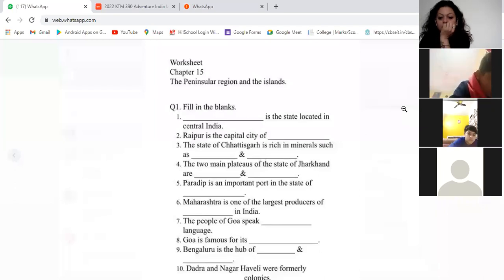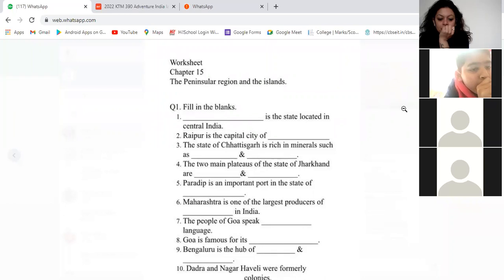Ma'am, in the third one, there is one thing missing. The state of Chandigarh is rich in minerals such as... So, beta, you can name only two minerals. I have put two dashes. You can name any two minerals. Ma'am, in the fourth one, it is asking two types of plateau in Jharkhand. Yes, beta, yes. Okay, ma'am.